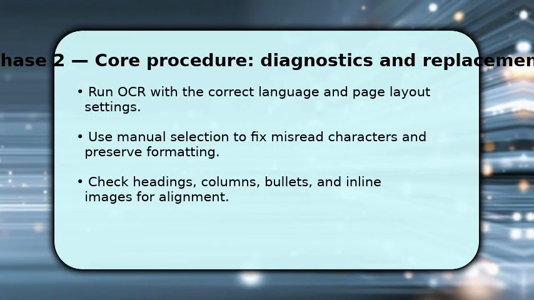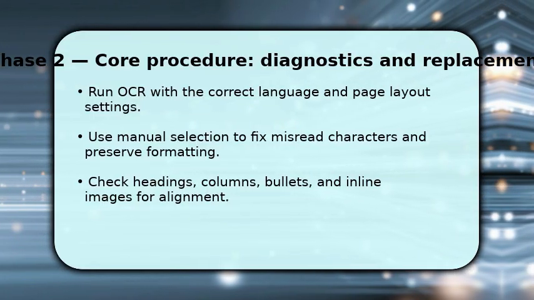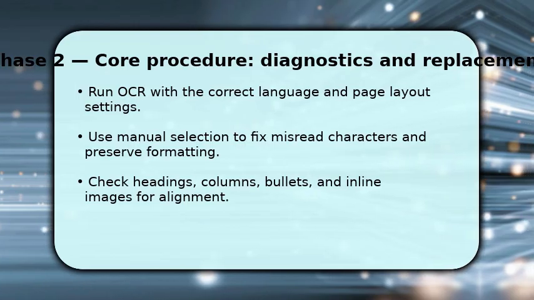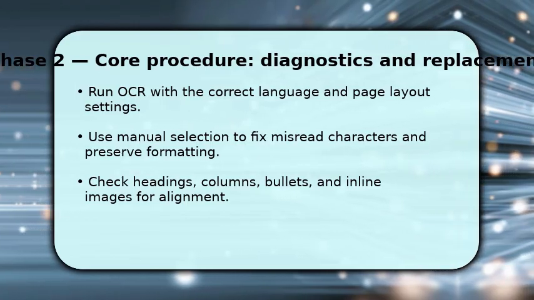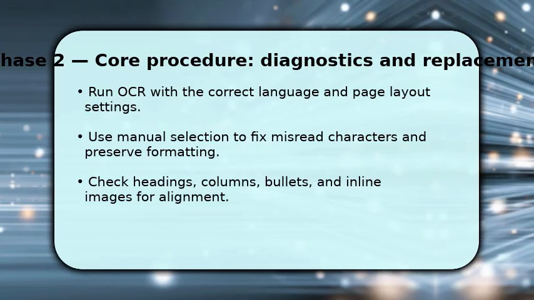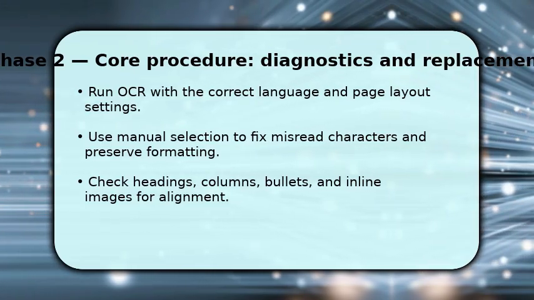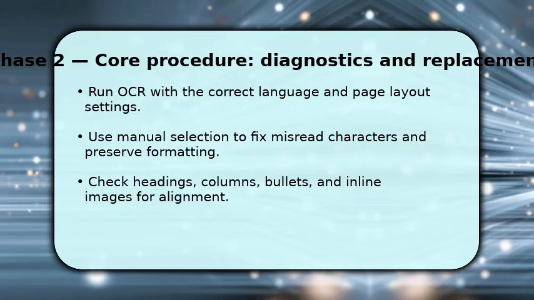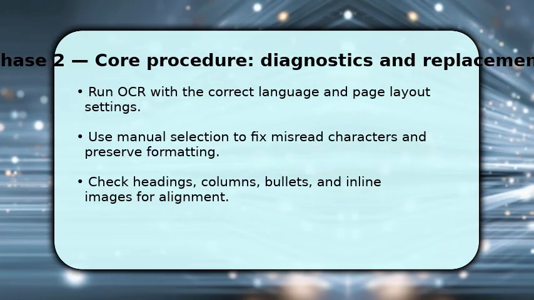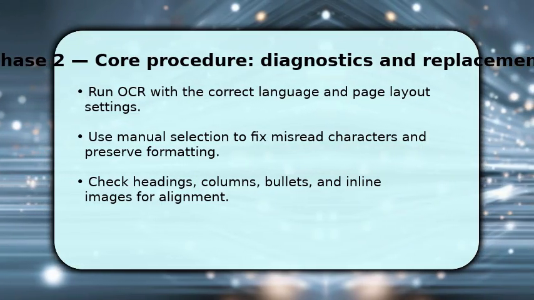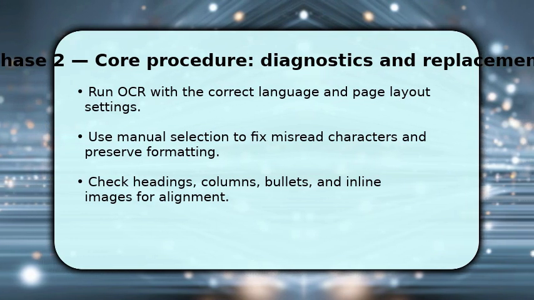Once recognition finishes, inspect the output in a text or layout editor and compare it to the original image. Fix misread characters. Common issues are O versus 0, L versus I, and restore line breaks and paragraphing. If the document uses columns or tables, adjust flow and alignment. Manually reflow text where OCR jammed, to preserve the original structure.